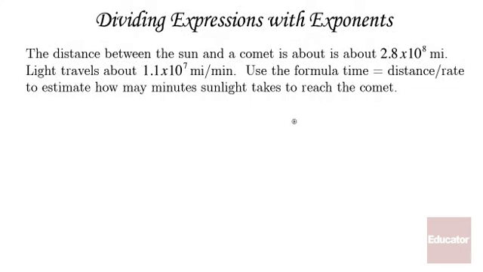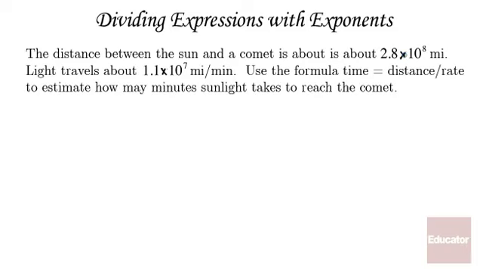Let's try dividing expressions with exponents. The distance between the sun and a comet is about, let's make that a times, because this is scientific notation here. The distance between the sun and a comet is about 2.8 times 10 to the 8th miles. Light travels about 1.1 times 10 to the 7th miles per minute. Use the formula time equals distance over rate to estimate how many minutes sunlight takes to reach the comet.